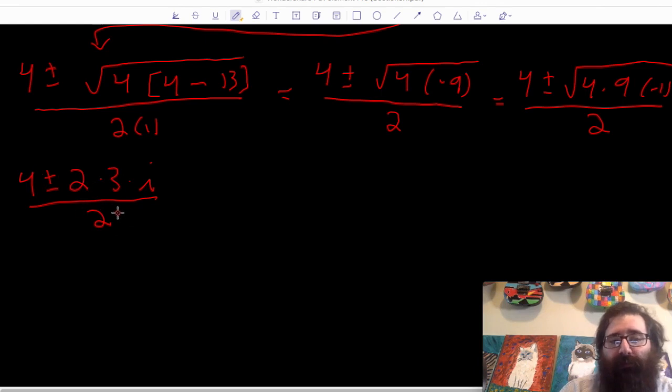But I'm just going to reduce anyways, so maybe it doesn't hurt to even leave it like this at this step and just do the next move, which is 4 divided by 2 gives me 2, plus or minus, here the 2's cancel, so I get 3i.